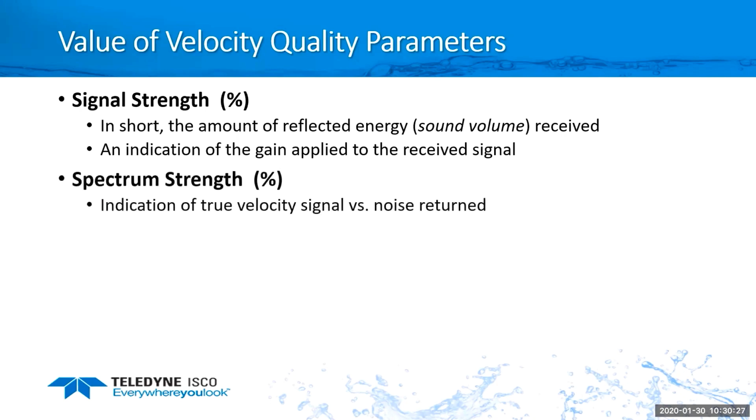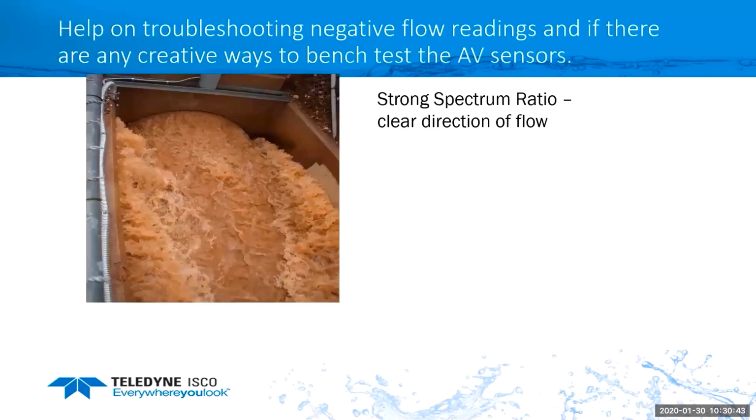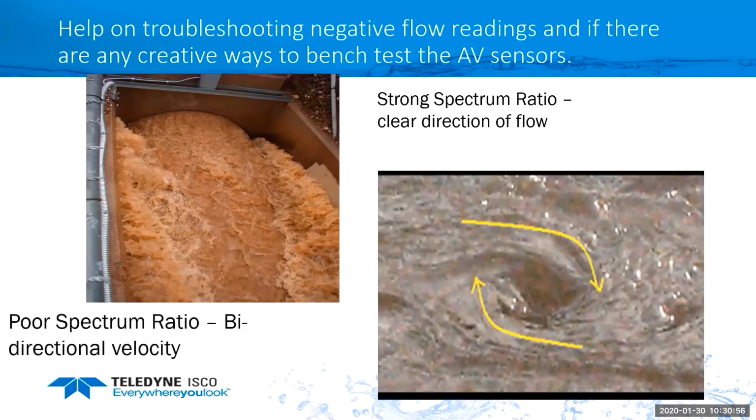The spectrum strength is the return signal from the signal that's been sent out. It's an indication of the true velocity versus the noise. And then last, the spectrum ratio, it tells us the direction of the flow. So example of that spectrum ratio, in this case, you would see all the water is going one direction, you should get 100% ratio indicating all the water is going one direction. But if you see something like this where the water is swirling, then you're going to have a lower ratio, which could be down to 0 if it's seeing equal positive and negative velocity.